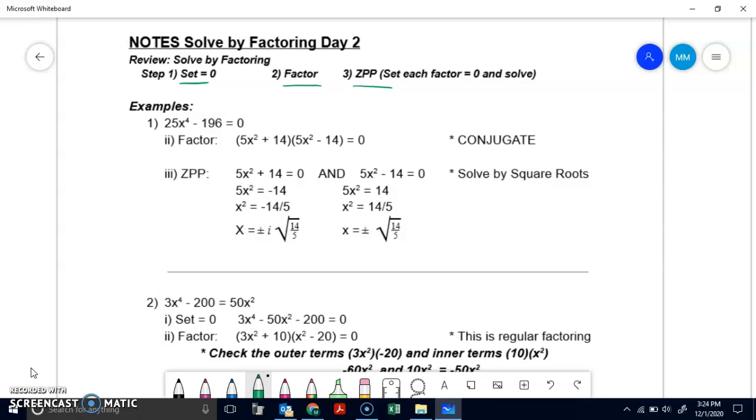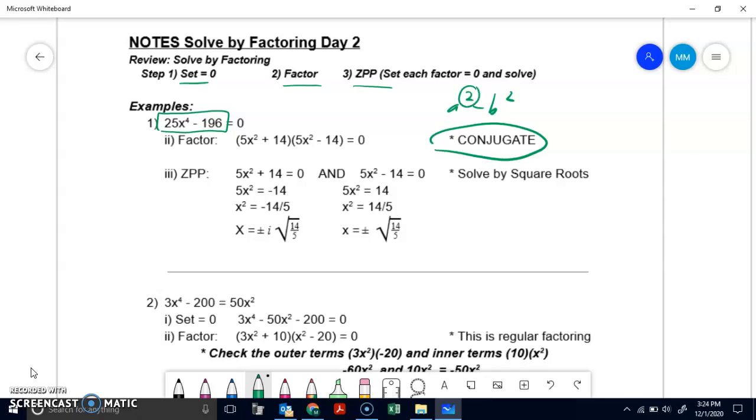So we're looking at, in the first example, I look at this and I think conjugate. This has to be a conjugate because that's an a squared minus b squared. I recognize the perfect squares of 25 and 196. It's x to the fourth. It's an even exponent. So as long as it's an even exponent, it fits this also.